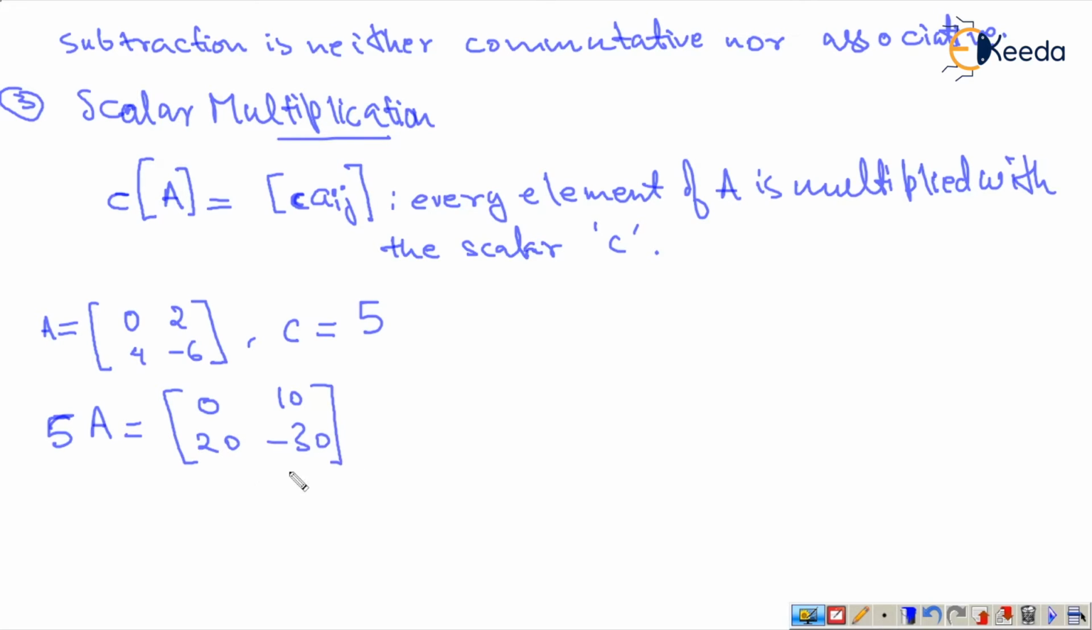So this is 5A. And then in a similar manner, if you see, all these elements have a common factor 10, we can write it as 10 times, let's say, 0, 1, 2, minus 3, which is nothing but, let's assume it to be B. So it is 10 times B. So in this manner we can multiply something, we can take out something also, right? It's nothing but multiplying it with the inverse of that value.